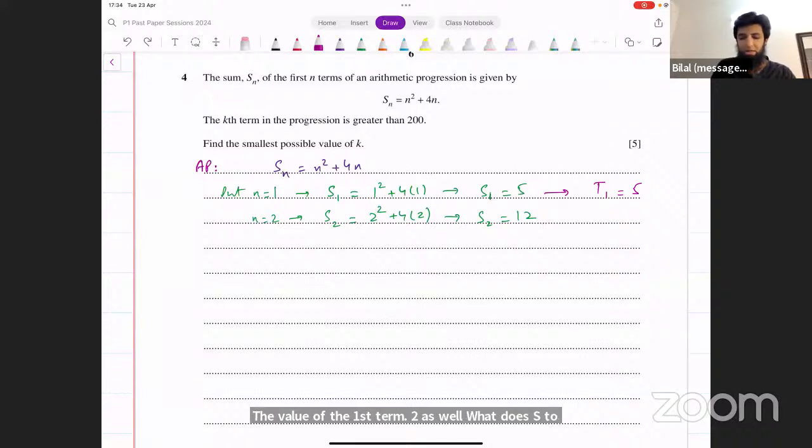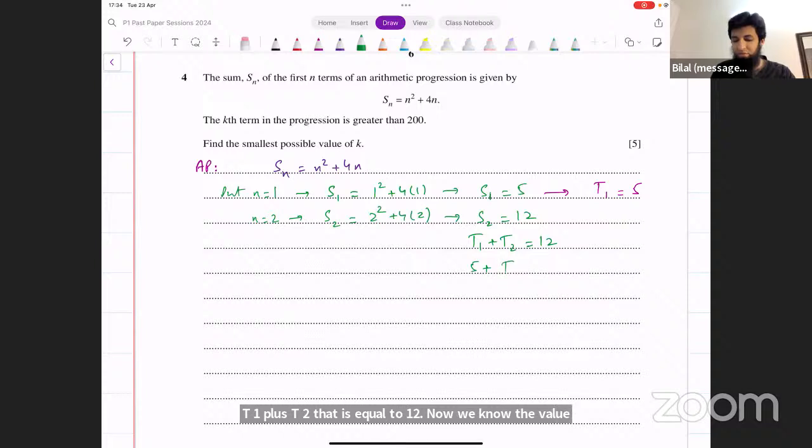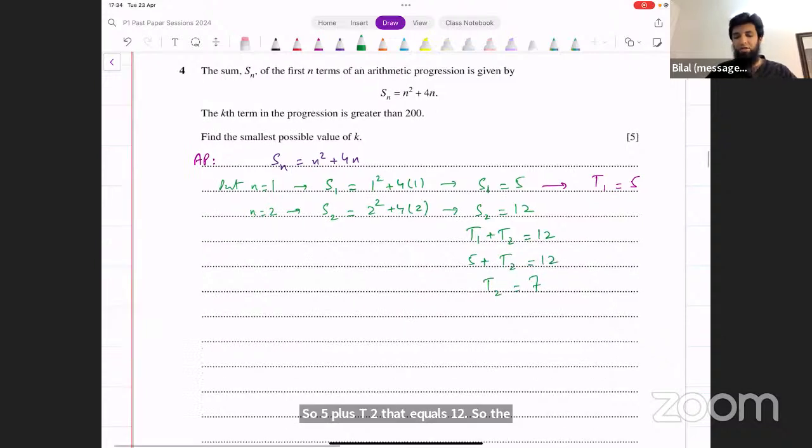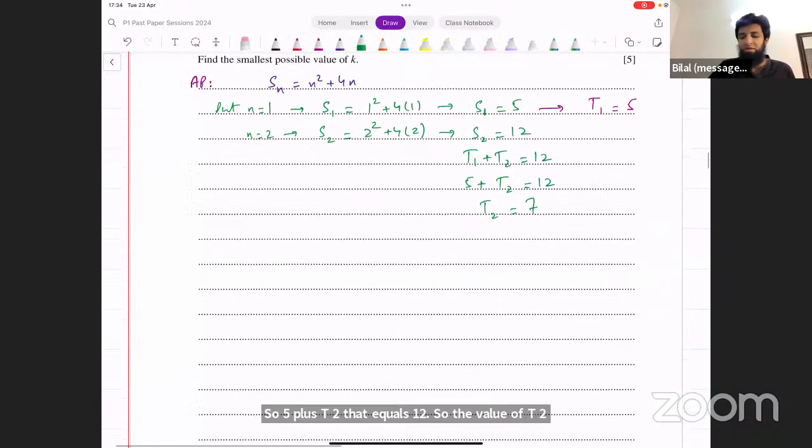That means T1 plus T2 is equal to 12. Now we know the value for T1. T1 was 5. So 5 plus T2 equals 12. So the value of T2, therefore, should be 7. So we've got the first two terms of the sequence. T1 is 5 and T2 is 7.